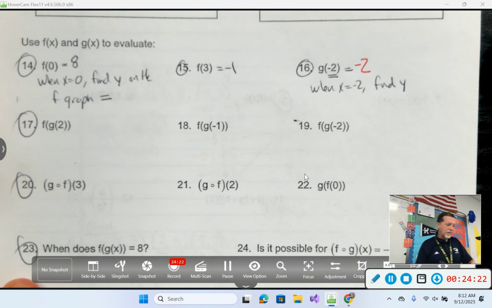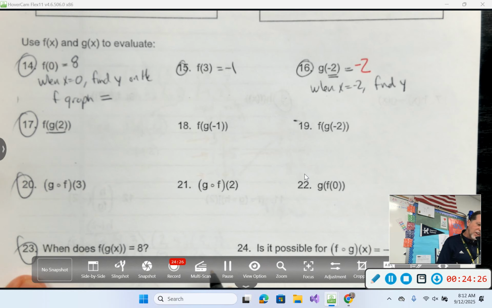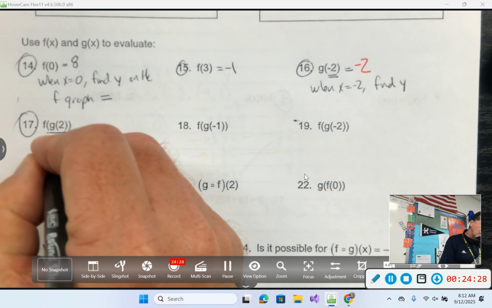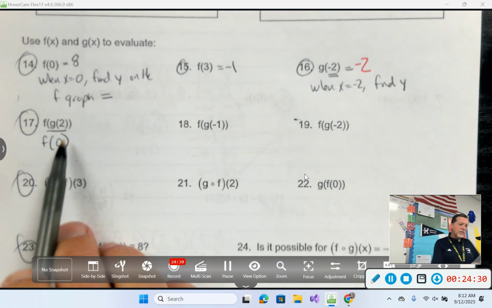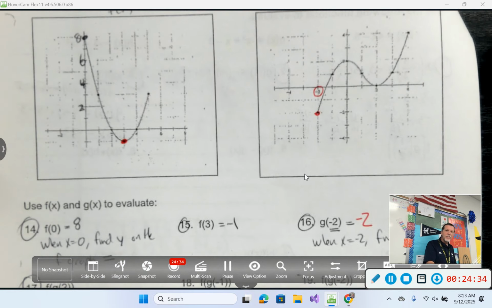Ben? I think number 17 is 8. Do you? I don't know what it is yet. G of 2. So what's g of 2? G of 2 is 0, because I'm looking at the g graph when x is 2. And f of 0 is 8.